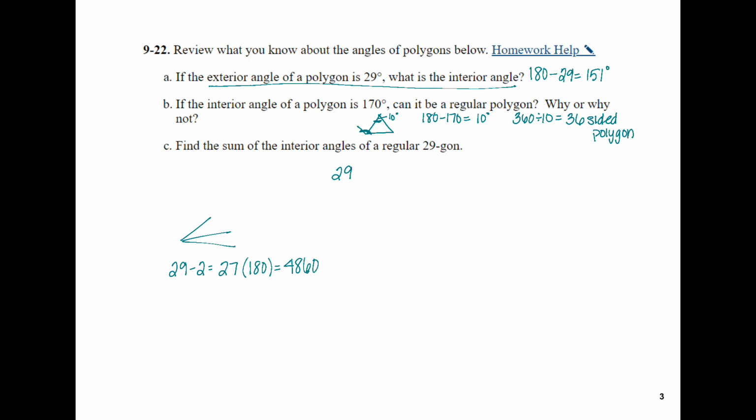The other method is if we formed central angles, 29 central angles. So we take 180 times 29 sides, which gives us 5,220, and then we subtract our central angles of 360 from that, and we also get 4,860 degrees for the sum of our interior angles. So either of these methods would work.